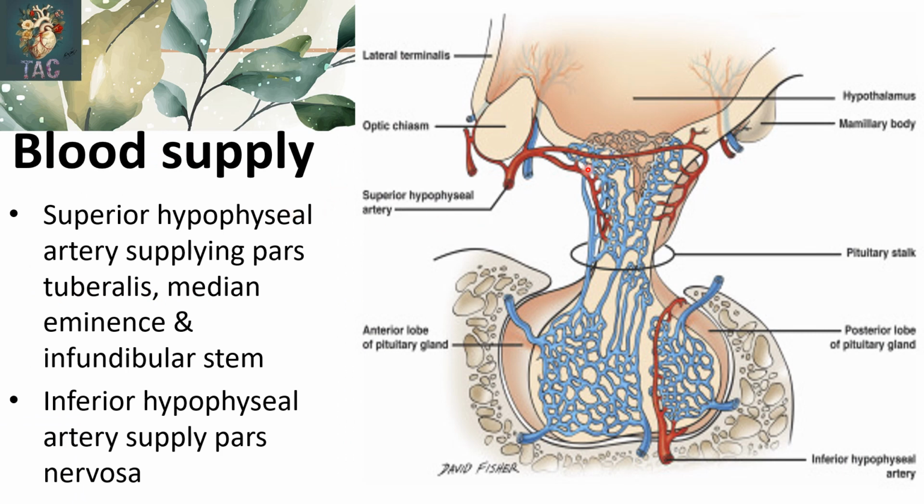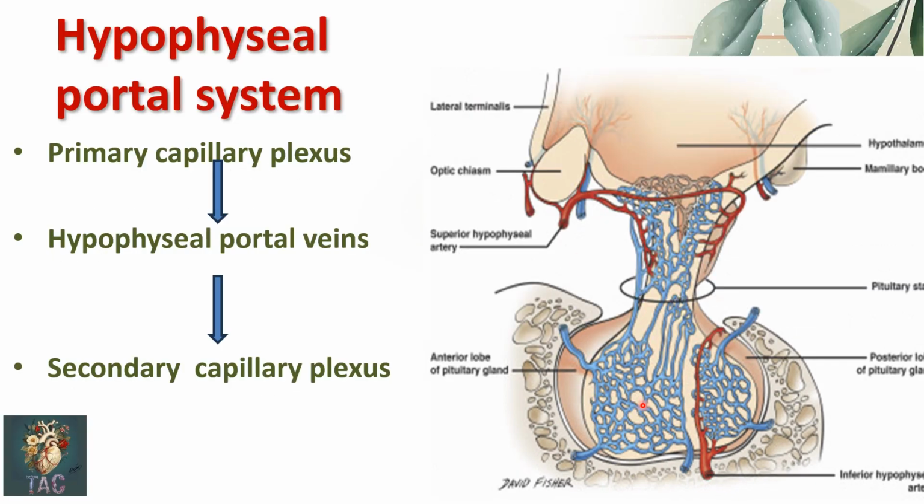The superior hypophyseal artery supplies the infundibulum, the median eminence, and the pars tuberalis, and the inferior hypophyseal artery supplies the pars nervosa. So what about the supply of the pars distalis? The pars distalis is supplied by the hypophyseal portal system.